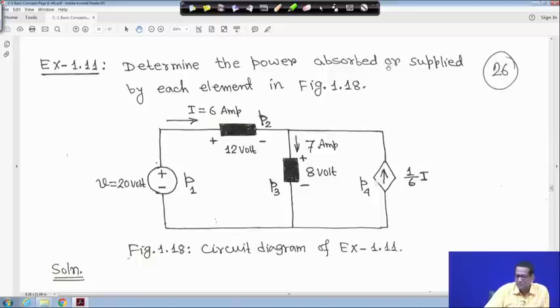Determine the power absorbed or supplied by each element in this figure. We have to understand a little bit. For example, the current I is equal to 6 ampere. The voltage is given, V is equal to 20 volt, with plus minus polarity. P1, P2 here, this is another element P2, this is P3 and this is P4, another dependent current source. You have to find out the power absorbed or supplied. Power supplied must be equal to power absorbed. If something is not matching, then somewhere something has gone wrong in the calculation. Now this is some element whose plus minus polarity has been marked.